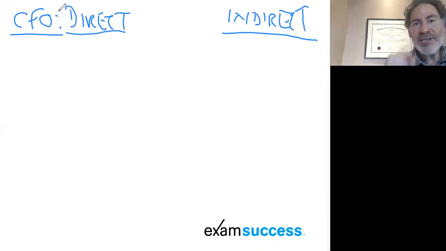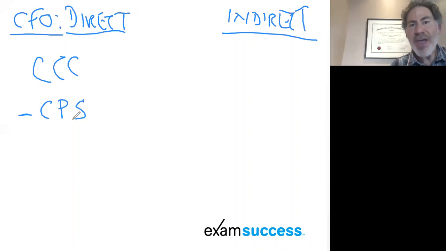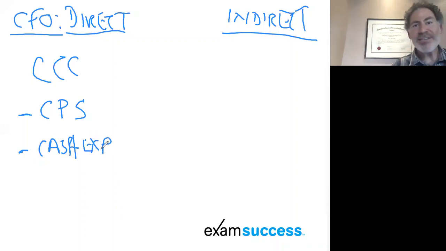The direct method, okay, here's what I want you to take away. You're going to start off with what's referred to as the cash collections from customers. From the cash collections from customers, you're going to subtract cash payments to suppliers. And then you're going to also subtract all the other cash expenses: cash rent, cash salaries, cash expenses. And this is going to get you right down to cash flow from operations.